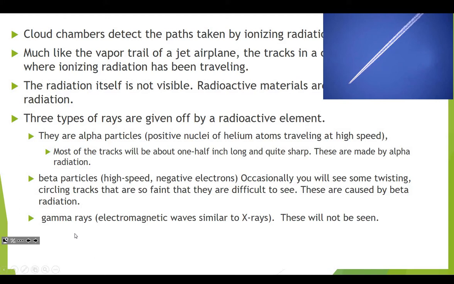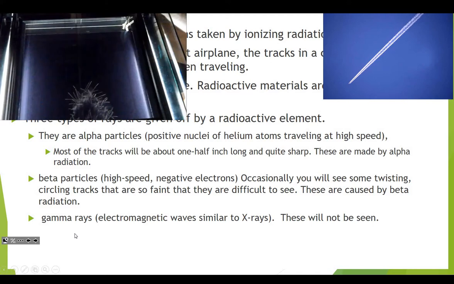Okay? There's 3 types of radiation given off. There's alpha particles. Those will be the ones that are straight and they're fatter. You're going to be able to see them really easily. And then there's beta. Beta is high speed, and they sort of do like an arc because they've got a charge. So they'll sort of arc. Gamma rays we won't see.